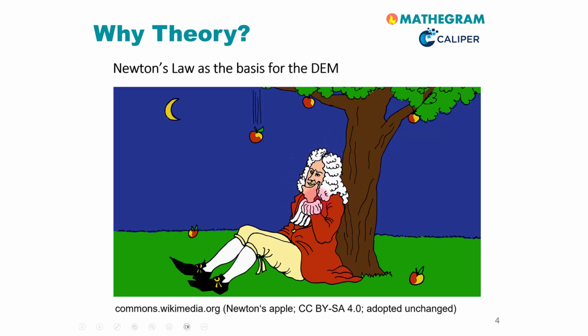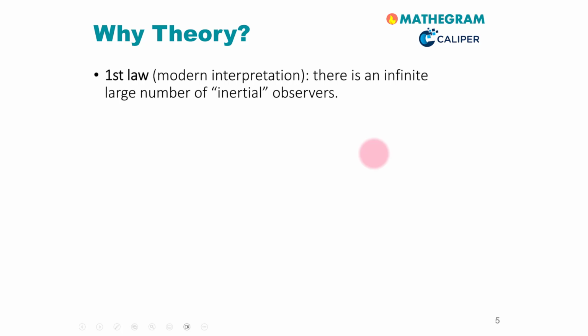So this was Mr. Newton sitting below an apple tree, and then this famous apple fell on his head. And from that observation, he essentially postulated three laws. The first law, and this is the modern interpretation of the first law, is that there is an infinitely large number of inertial observers. So it doesn't really matter which of these observers we pick, we can always see the same physics behind it. We'll not use the first law explicitly. It's more the general idea behind everything that has to do with Newton's laws.